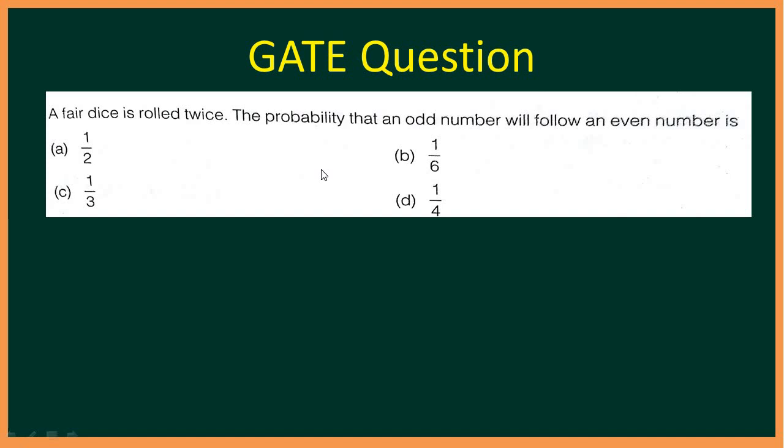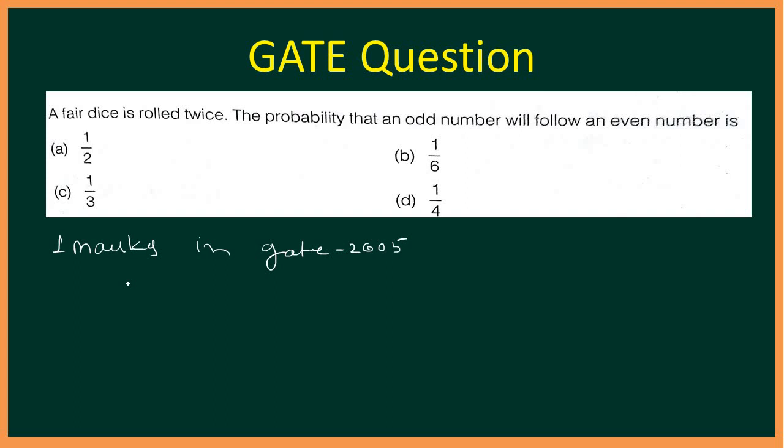A fair dice is rolled twice, then the probability that an odd number will follow an even number is. Okay. So this question is asked for 1 mark in GATE 2005. Okay. So here we can see that a fair dice is rolled twice.